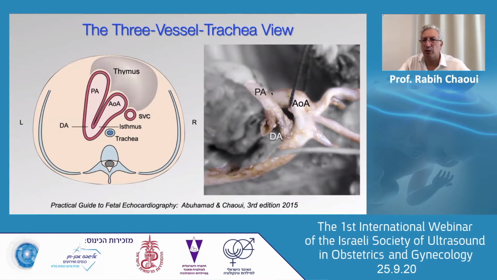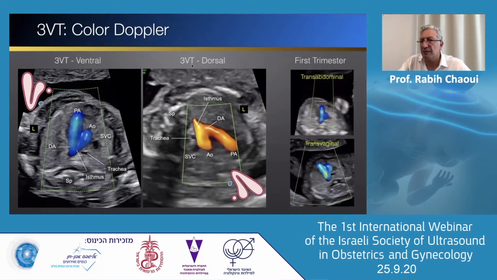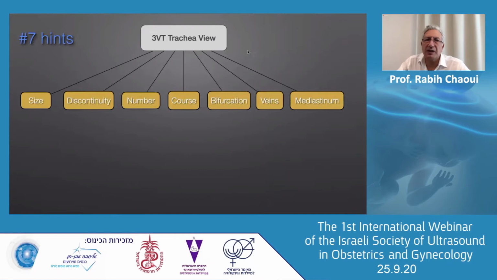Now, I prefer to always use the color on this plane, because you can really clearly see either the blue V or the red V, depending on the fetal position. And this is of big help in the first trimester, where you can see either transabdominally or transvaginally. Now, I have to say at this stage, I'm not going to cover the first trimester today, otherwise it will be a very long talk. So let's start now with what I call the 7 hints.